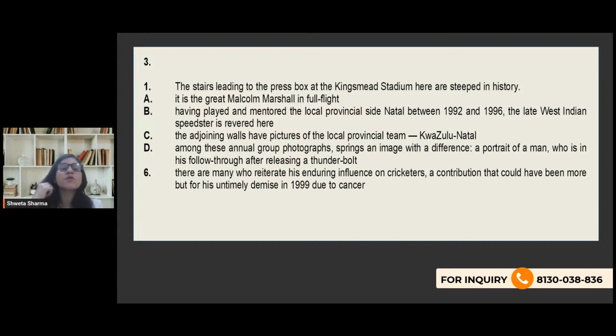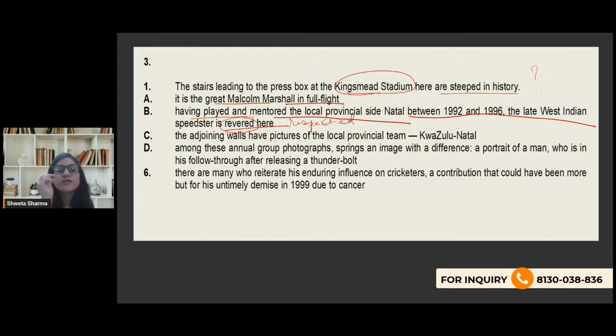Stairs leading to press box at Kingsmead Stadium are steeped in history, okay? Steeped in history. It is the great Malcolm Marshall in full flight. Having played and mentored the local provincial side Natal between 92 and 96, the late West Indian speedster is revered here, respected here.